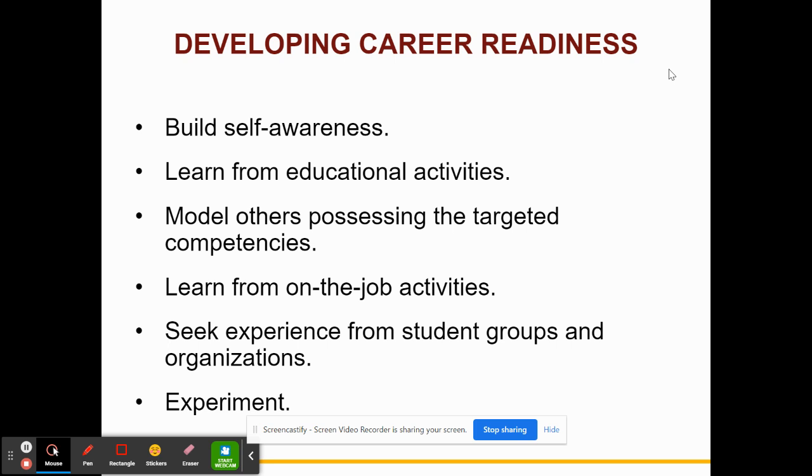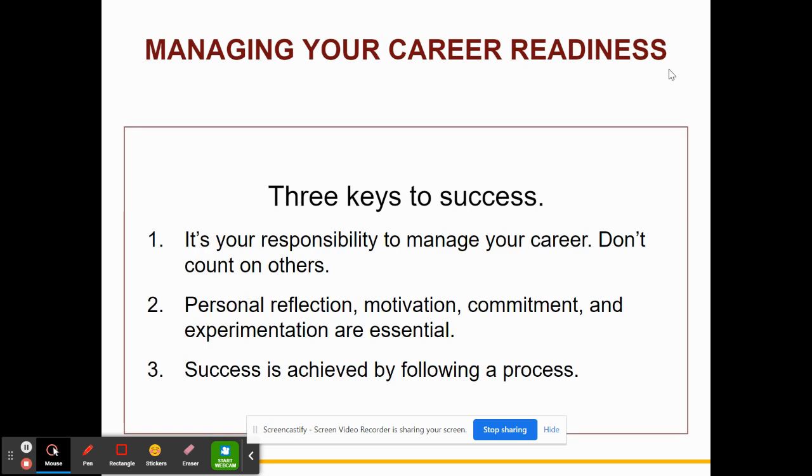Developing career readiness. So build self-awareness. Okay. Learn from educational activities. Model others possessing the targeted competencies. Learn from on-the-job activities. Seek experiences from student groups and organizations. And then last but not least, experiment. Okay. Experiment. Don't be afraid to get out of your comfort zone. Again, figure out what works, and then leave what doesn't.